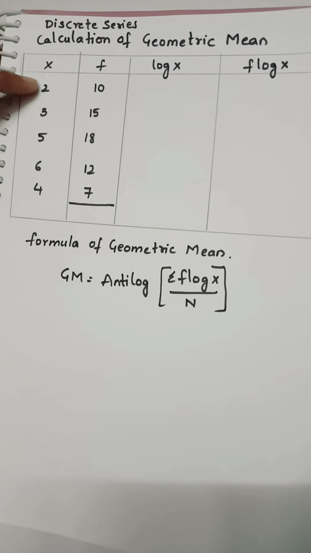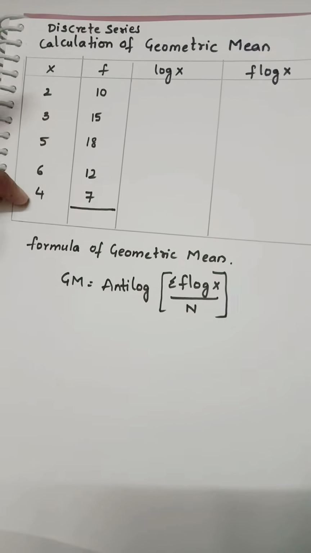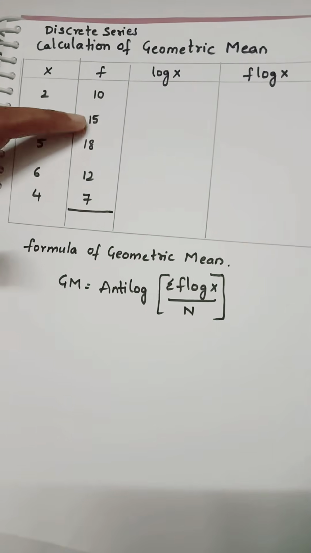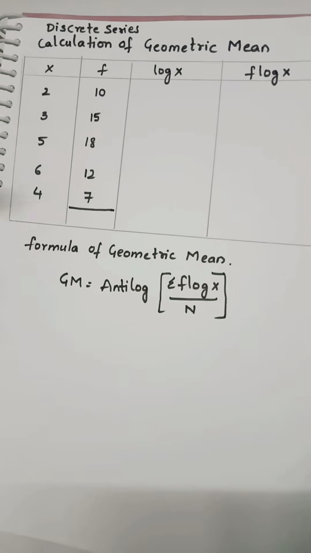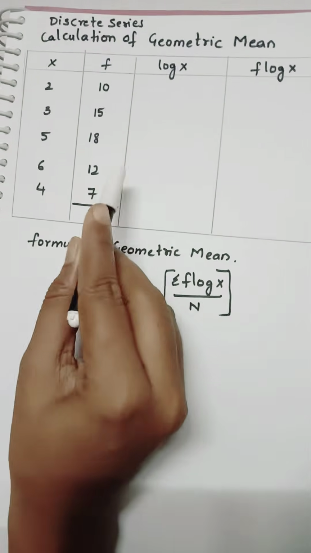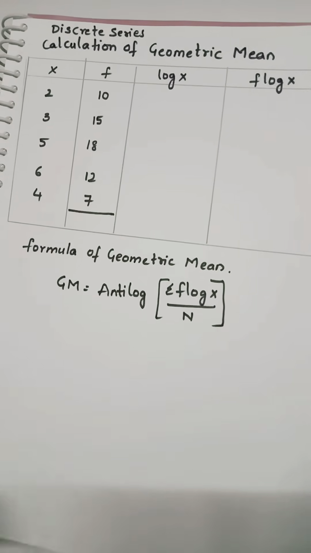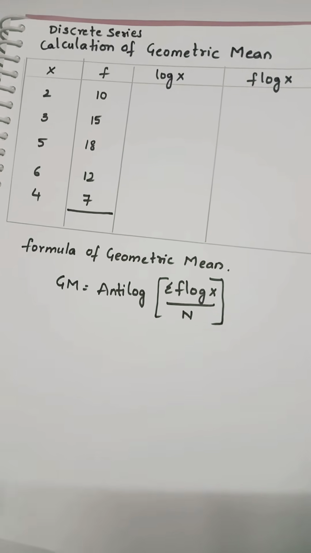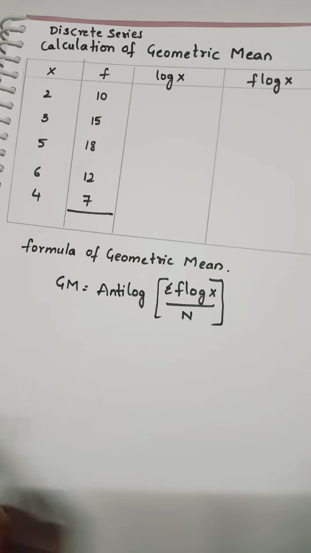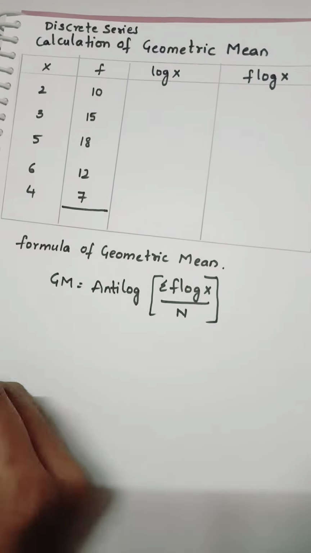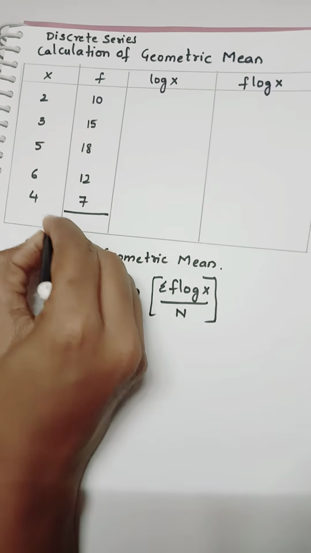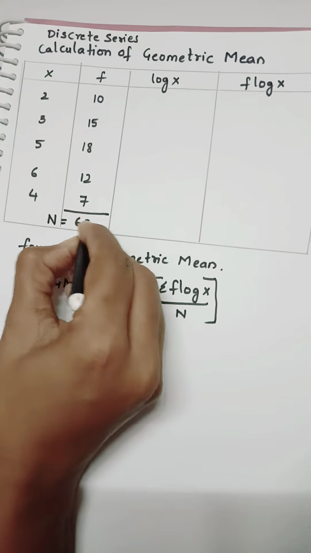Today we are going to learn calculation of geometric mean in discrete series. X values are 2, 3, 5, 6, 4. F values are 10, 15, 18, 12, 7. So the first step we need to go for is adding the frequencies. 10 plus 15 plus 18 plus 12 plus 7 is equal to 62. N value, number of observations, is equal to 62.